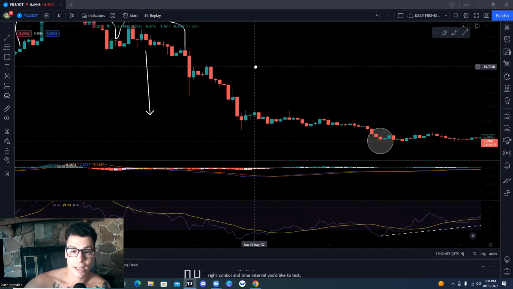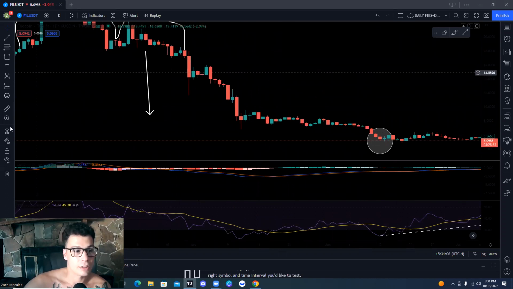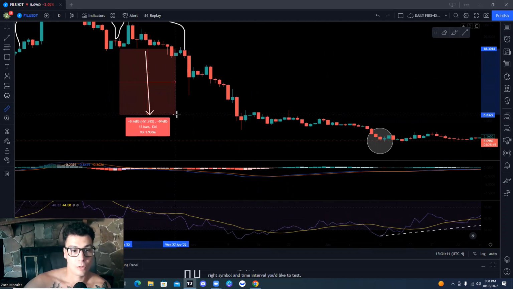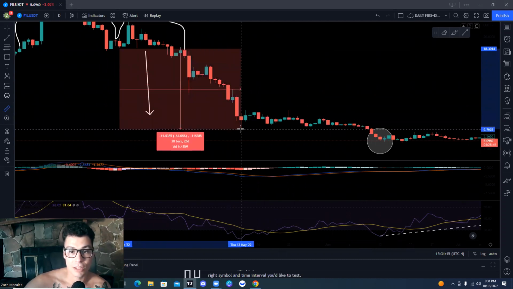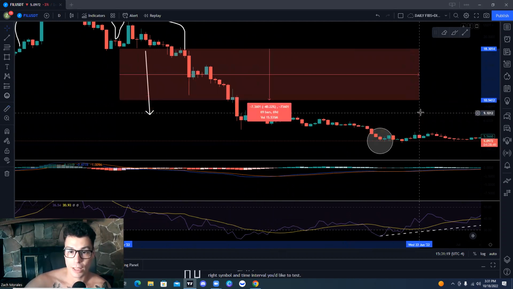That did end up playing out very nicely here. And we had a very nice drop on there. Let's take a look at that measured move, right? And from our baseline all the way down, 51% was the measured move. It ended up dropping as much as 63% and ultimately 73% on that.